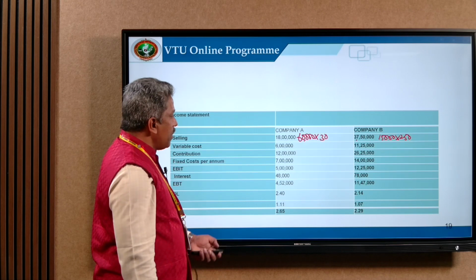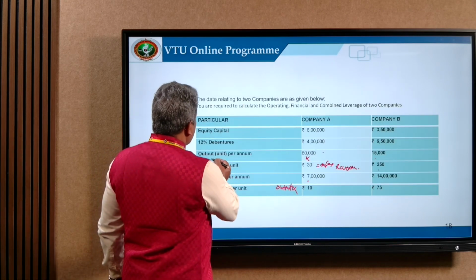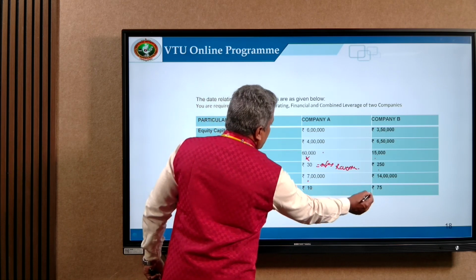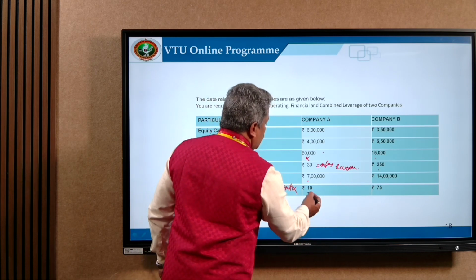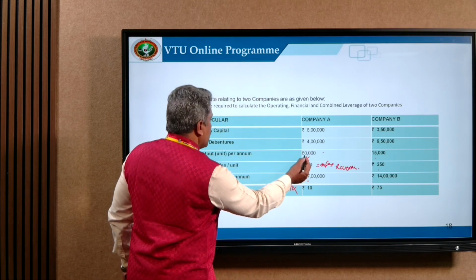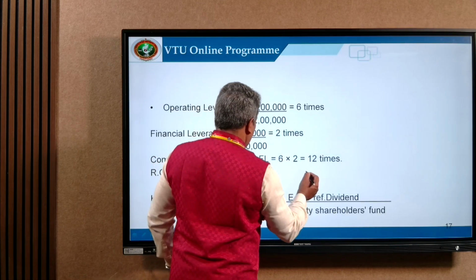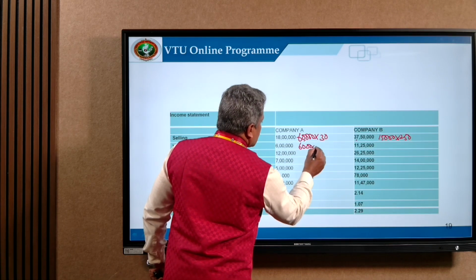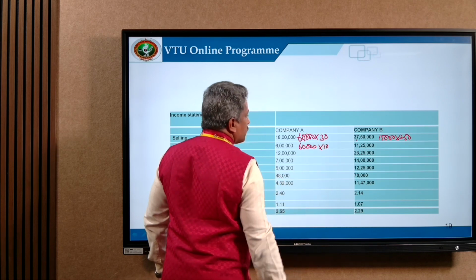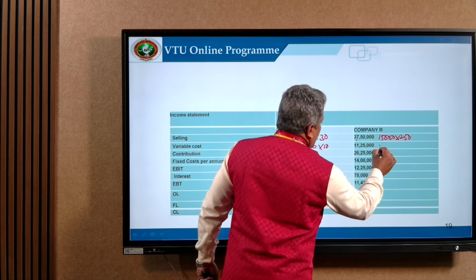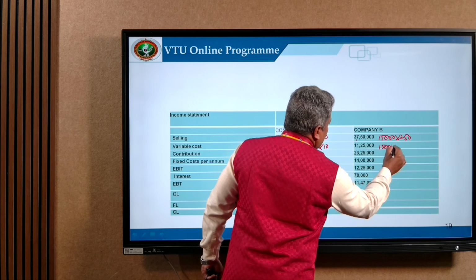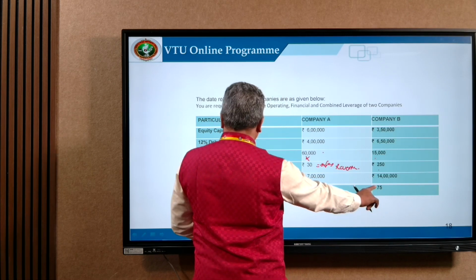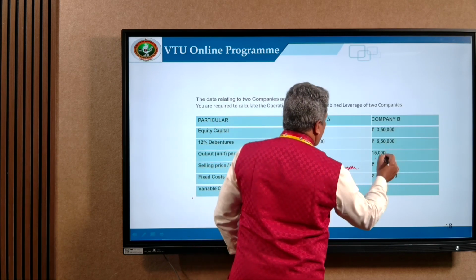Then variable cost is already mentioned. Variable cost per unit is 10 rupees for company A and 75 rupees for company B. So the variable cost of company A is 60,000 into 10. For company B, output is 15,000 and variable cost per unit is 75 rupees.